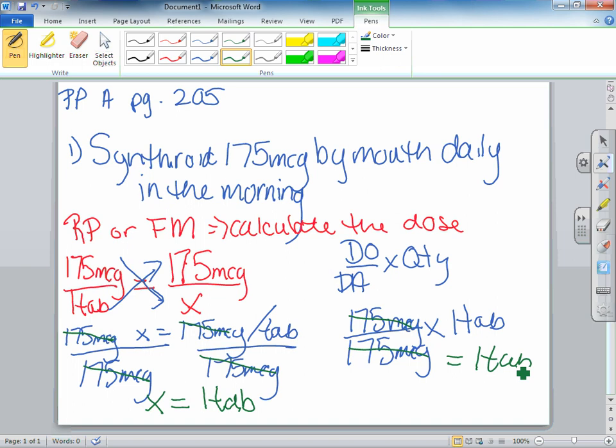So the directions, that prescription label should read, I'm going to go down here at the bottom. I want you to follow me. That prescription label should read, take 1 tablet by mouth every morning.